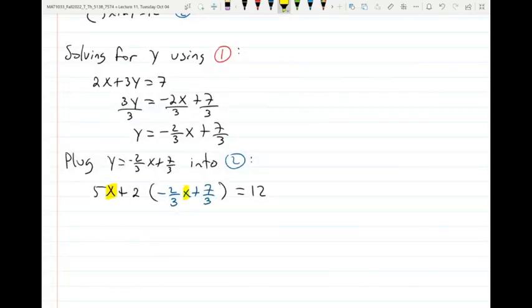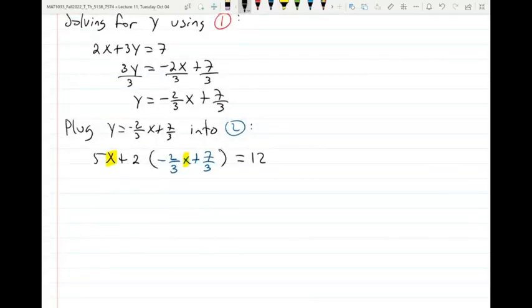So now we solve for x. Okay, so let me clear the parentheses first. So I'm going to distribute the 2. So we're going to get negative 4 over 3 x plus 14 over 3 equals 12. So remember, this is 2 over 1. So when you multiply, you do top with top, bottom with bottom. So 2 times 2 over 3 is just 4 over 3. Okay? And 2 times 7 over 3 is 14 over 3. Everybody understand this? Remember, I told you, make your peace with fractions.